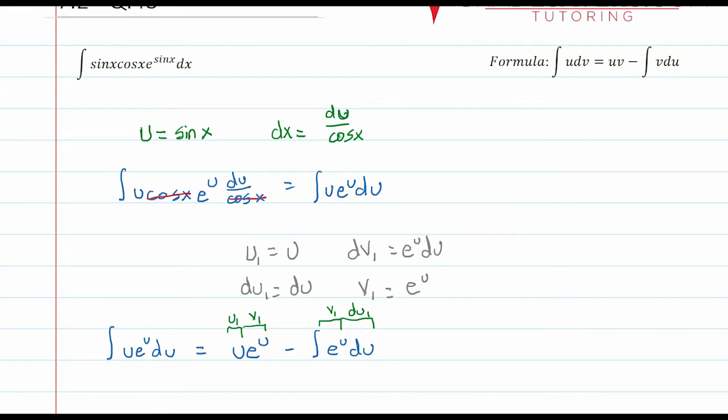And now we can begin further evaluating this integral here. First part, there's really no simplification that can be made, so this remains u times e to the power of u minus, and this integral is simply e to the u. Since we have no more integral signs and this is an indefinite integral, this is a good point to add in our constant c.